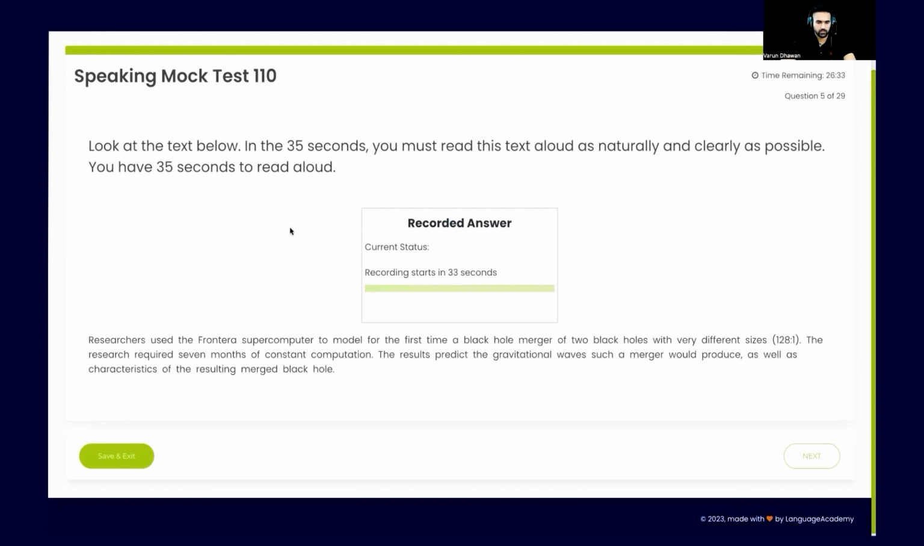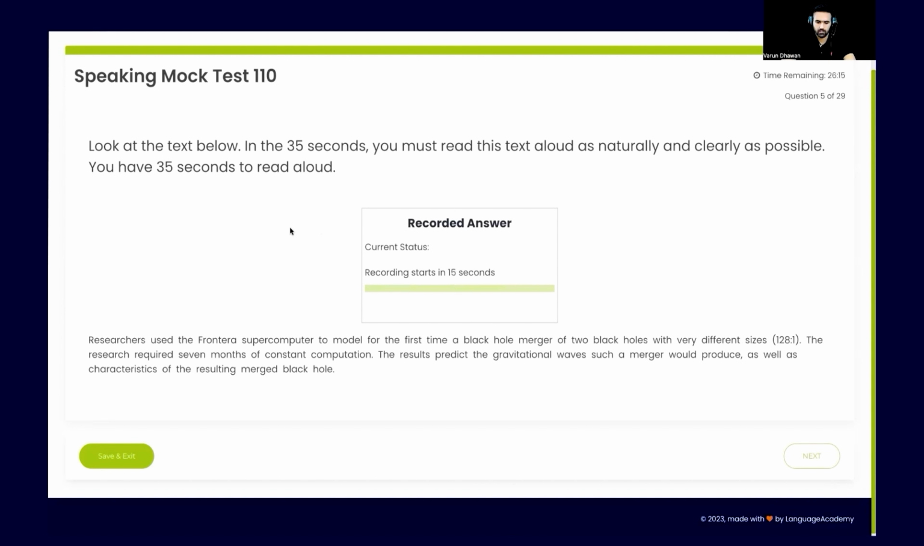Researchers used the Frontera supercomputer to model for the first time a black hole merger of two black holes with different sizes, 128:1, or you can say 128 to 1. The ratio is fine and comfortable for me. The research required 7 months of constant computation.